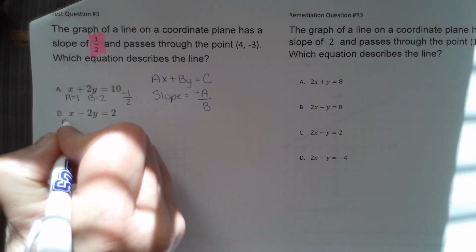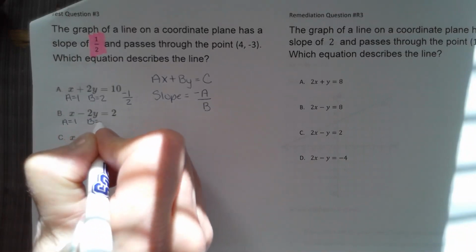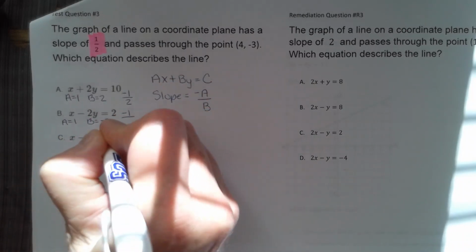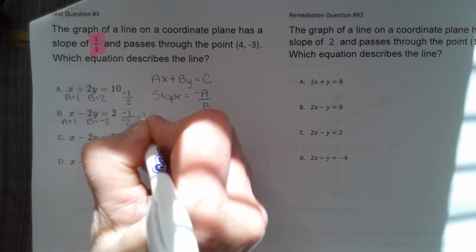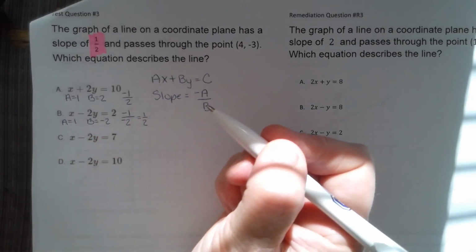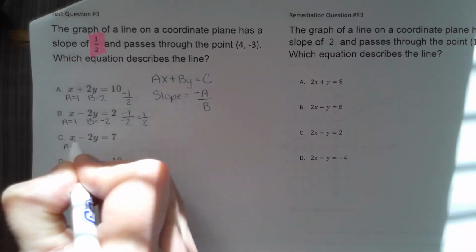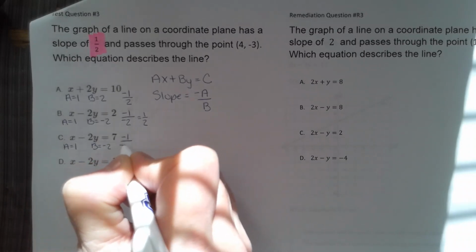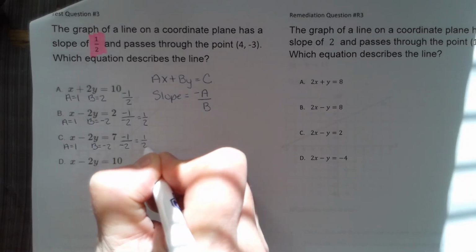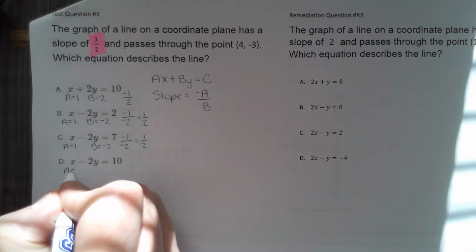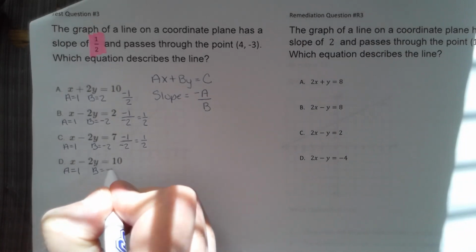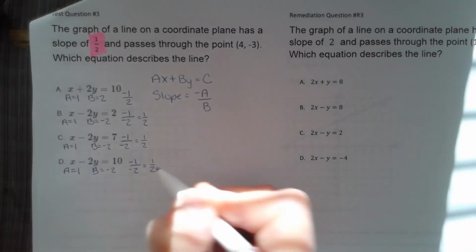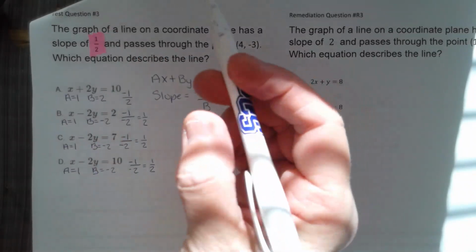Same thing here. A is 1, careful here, B is -2. The opposite of A is -1 divided by B, which is -2, and this simplifies to a positive 1/2. A here is 1, B here is -2. Opposite of A over B is 1 over -2. This simplifies to 1/2. And last but not least, A is 1, B is -2. Opposite of A over B gives me a slope of 1/2. So I'm trying to match a slope of 1/2.